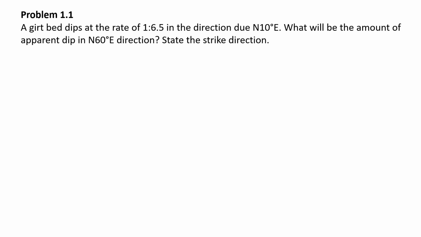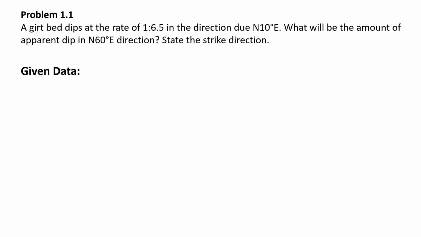So let us see the first problem, number 1. A grid bed dips at the rate of 1:6.5 in the direction due north 10 degrees east. The true dip direction is north 10 degrees east, and the rate is 1:6.5. They ask what will be the amount of apparent dip in the north 60 degrees east direction. Also state the strike direction.